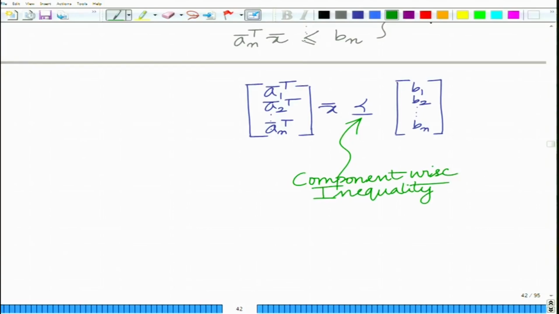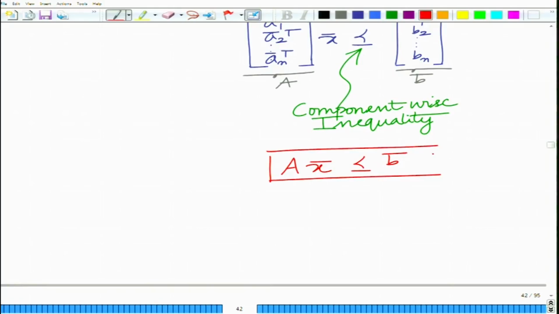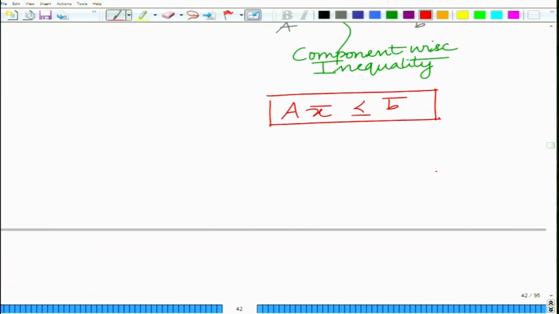This is known as a component wise inequality. It means, we take two vectors, let us say u bar less than v bar, which means each component of vector u bar is less than or equal to each component of vector v bar. So, now denoting this by the matrix A and this by the vector B bar, I can represent this intersection of half spaces as A x bar less than or equal to B bar. So, this basically represents an intersection of half spaces.